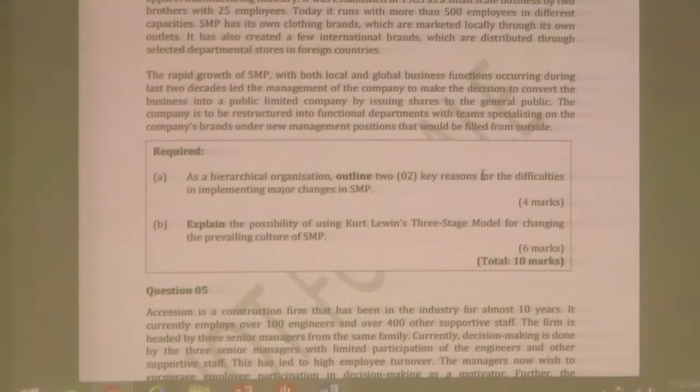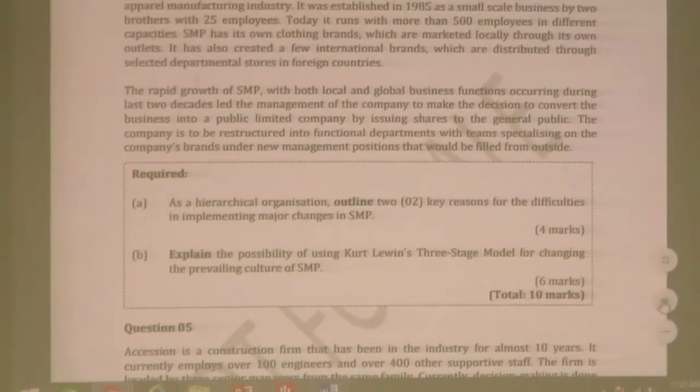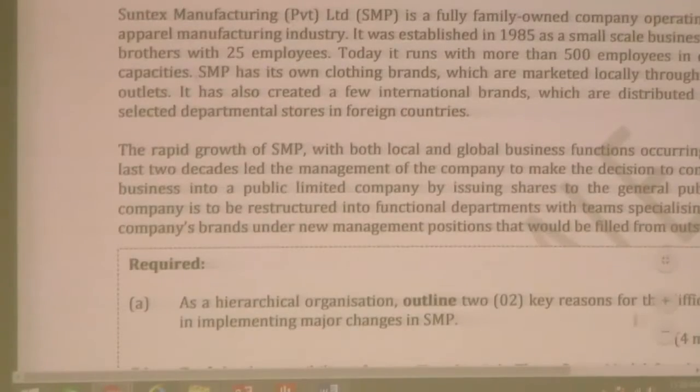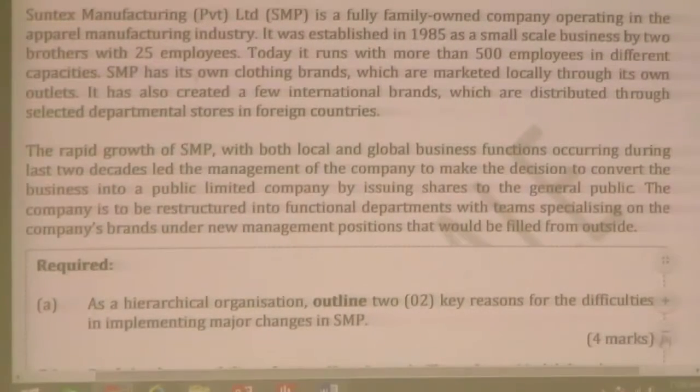We'll look at a few questions based on how much time we have. We'll do a section 1 question as well as a section 2 question, so that it will benefit you, it will be good for you. We'll go to question number 4. You can download this as well because it's a past paper. Anyway, you can pause and read it from here also.